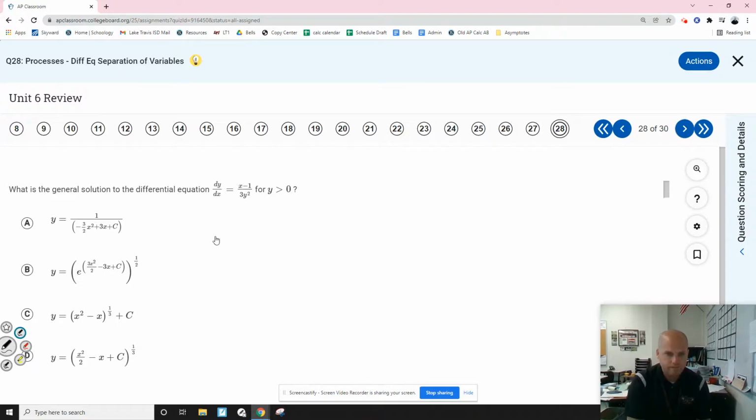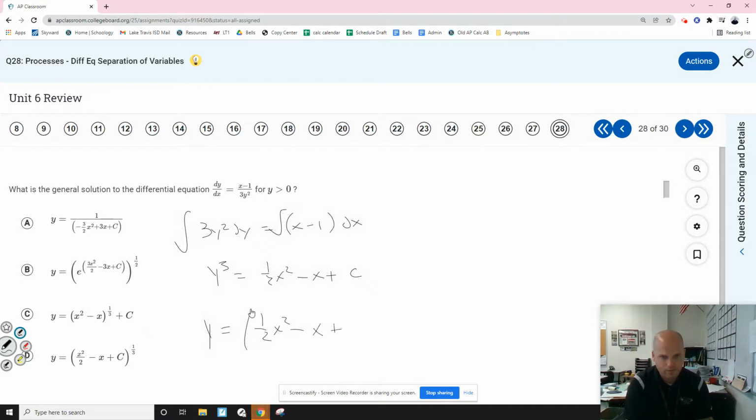Separate your variables correctly. Multiply by the 3y squared. X minus 1. Antiderive: y cubed equals 1 half x squared minus x plus c. What's the general solution? Take the cube root of both sides. Cube root is the same as a 1/3 power. There you go. 1 half x squared minus x plus c to the 1/3. General solution just means with the plus c, particular solution, you're finding c.